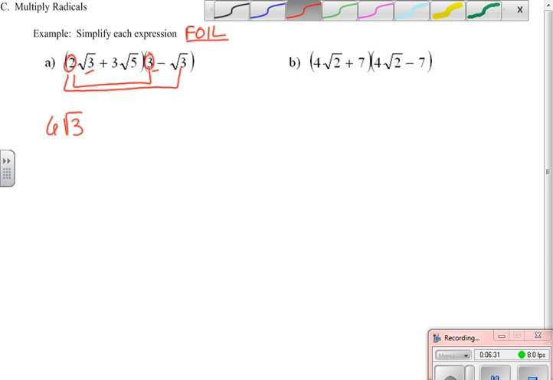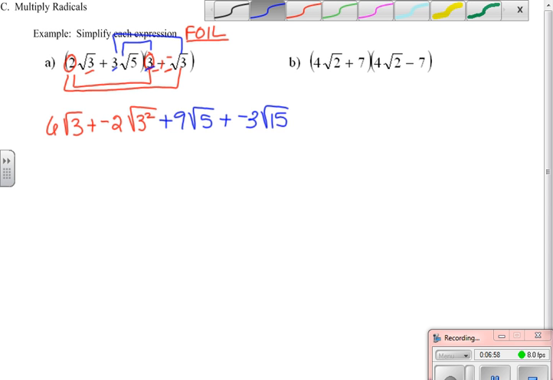Outside terms, there is no constant except the negative 1 plus negative 2 square roots of 3 squared. Radical 3 times radical 3, you could also write radical 9. It's up to you. Inside terms, the 3 times the 3 plus 9 square roots of 5. Last 2 terms plus negative 3 square root of 15.